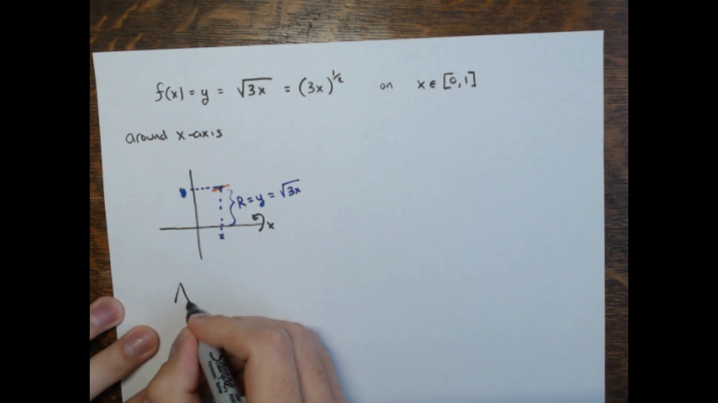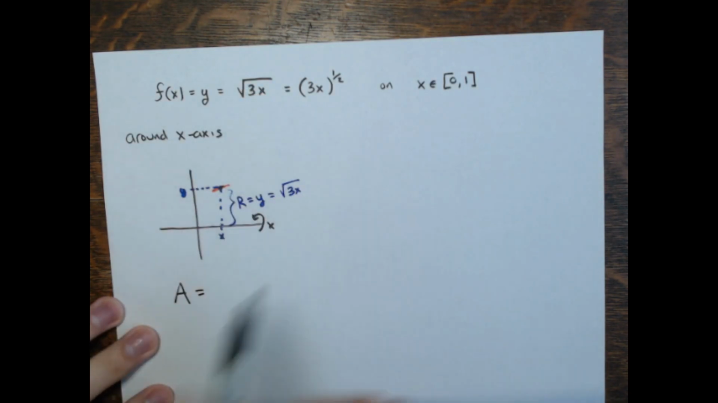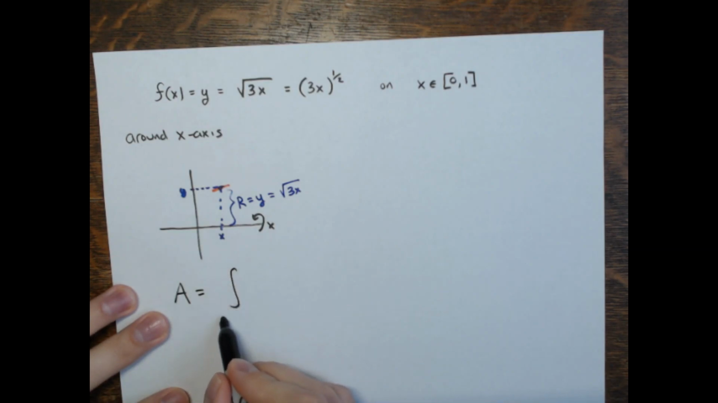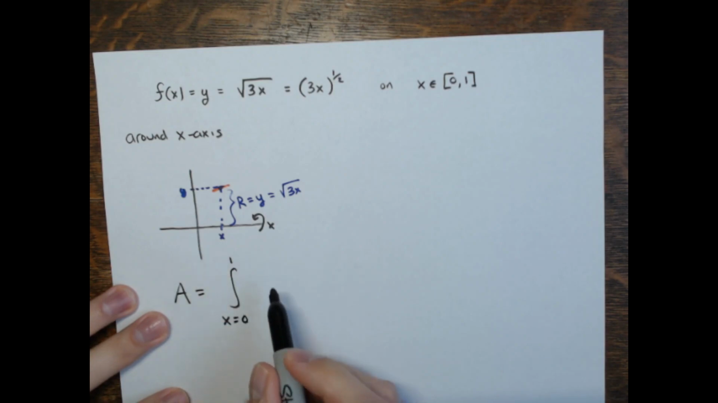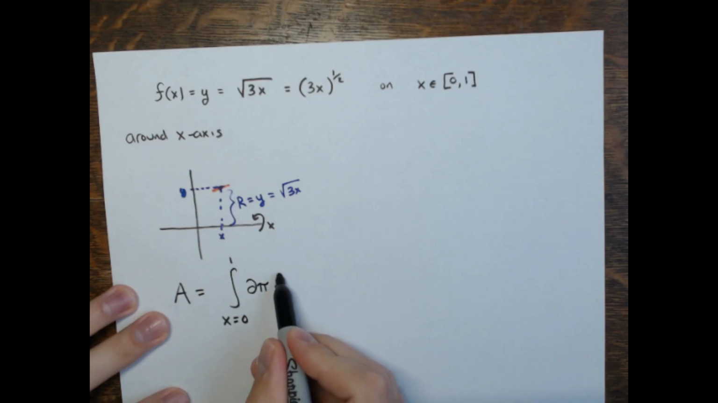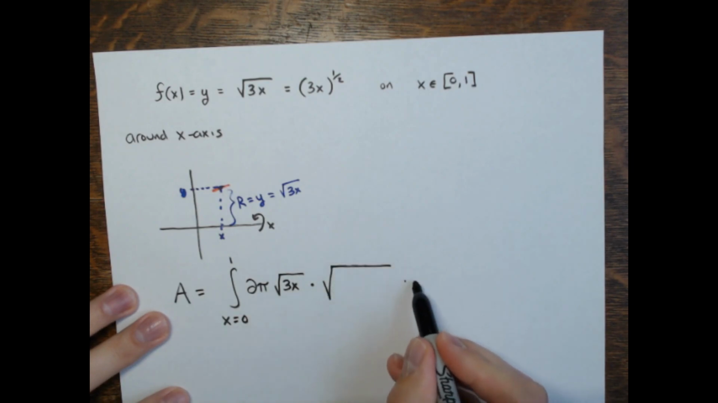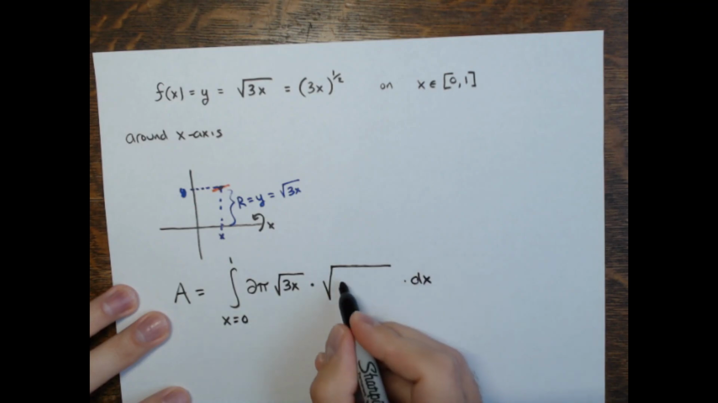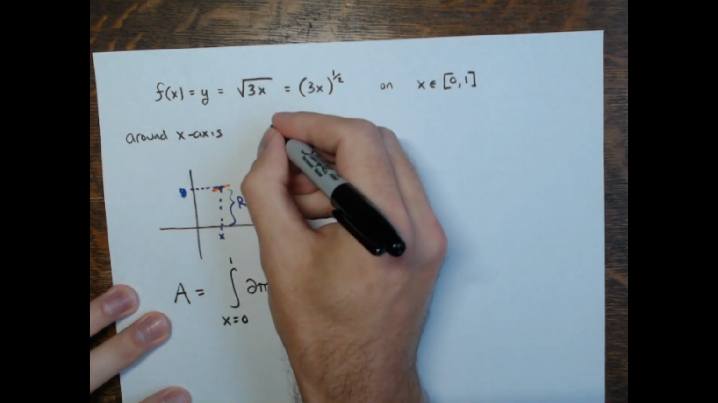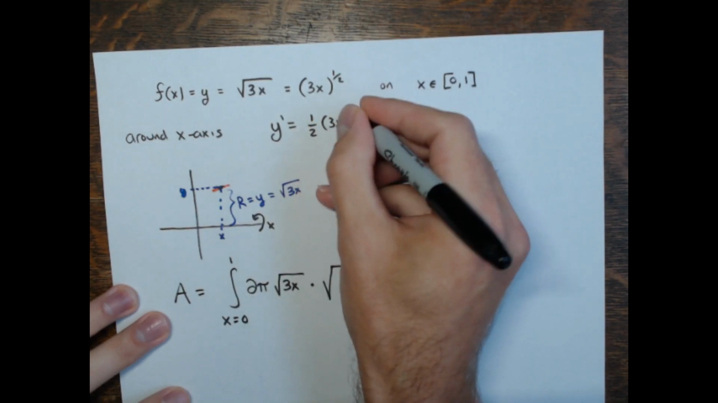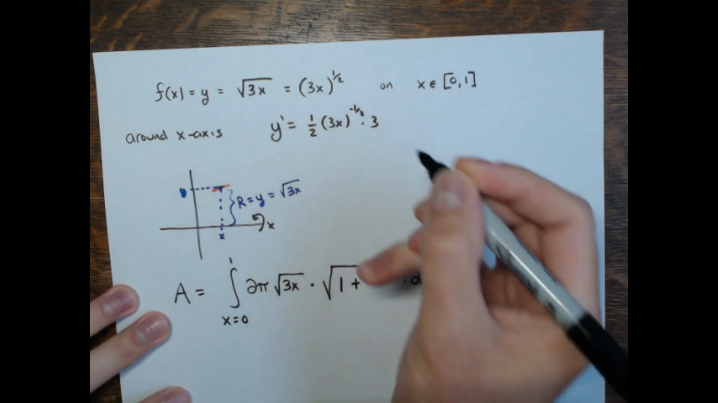All right, so our surface area, the area created by rotating this curve, the area of that surface, is going to be the integral from x equals 0 to 1 of the circumference of rotation, 2 pi r. So that's 2 pi times the square root of 3x. I want it in terms of x, integrating with respect to x, times our ds, the one with the dx on the outside. And that's the square root of 1 plus y prime squared. So I need y prime. Y prime would be half times 3x to the negative half, and then times 3, there's 3 inside.